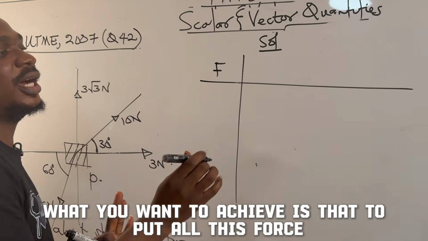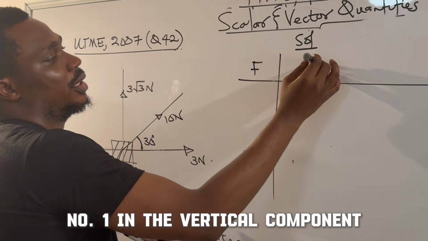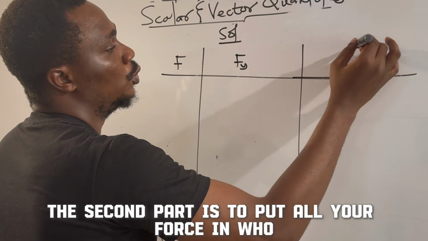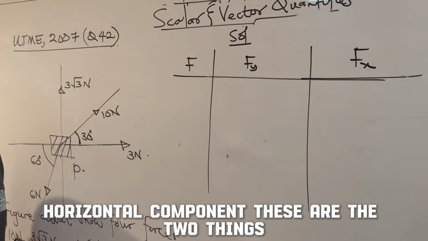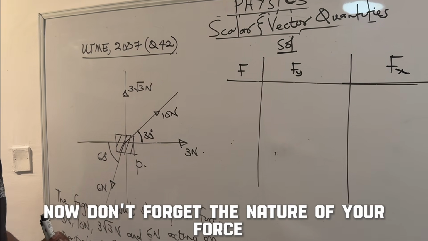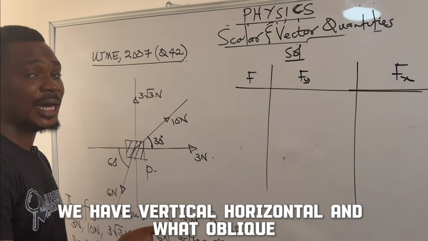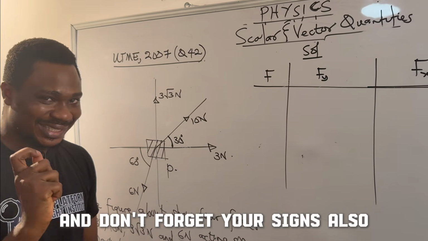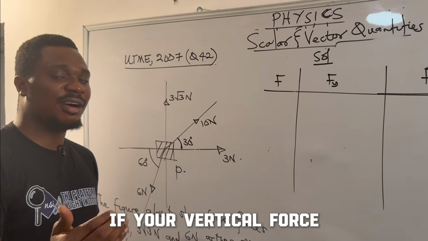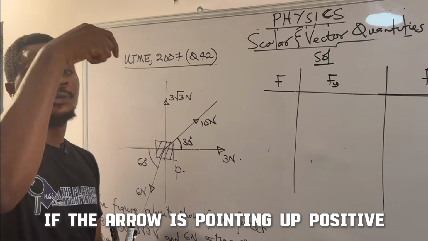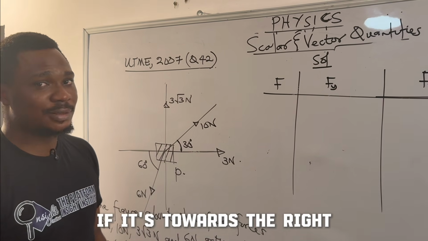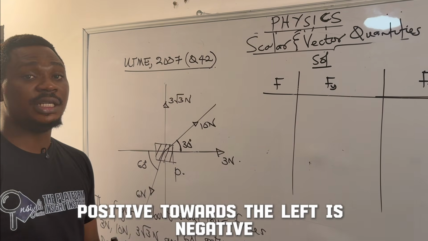Remember what we want to achieve is to put all this force, number 1, in a vertical component. The second part is to put all the force in horizontal component. These are the 2 things. Now, don't forget the nature of your force. We have vertical, horizontal, and what? Oblique. And don't forget your signs also. If your vertical force, if the arrow is pointing up, positive, pointing down, negative. Don't forget for horizontal, if it's towards the right, positive, towards the left is negative.